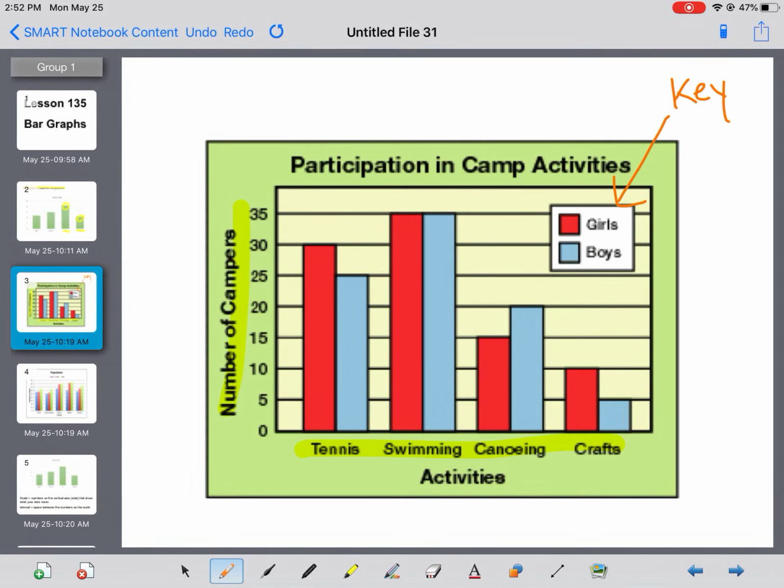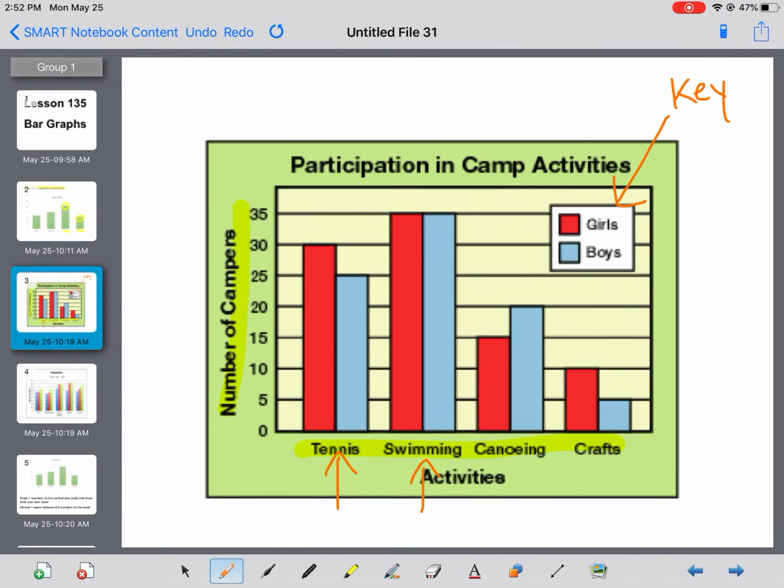So if we look at the tennis category, for instance, it looks like more girls are interested in participating in tennis than boys are. So it's a little bit more popular with the girls. Swimming seems to be equally popular, right? Equal bars, equal popularity, and going from there. So it gives us a little bit of an added layer of information.